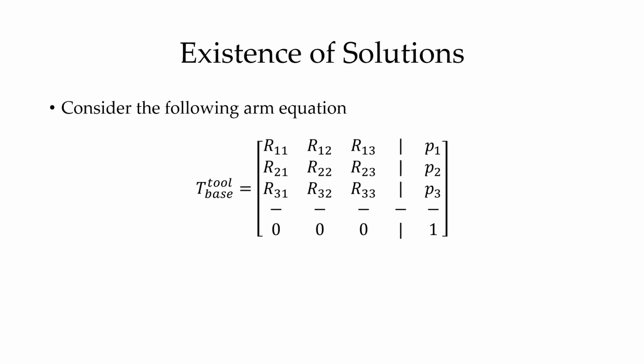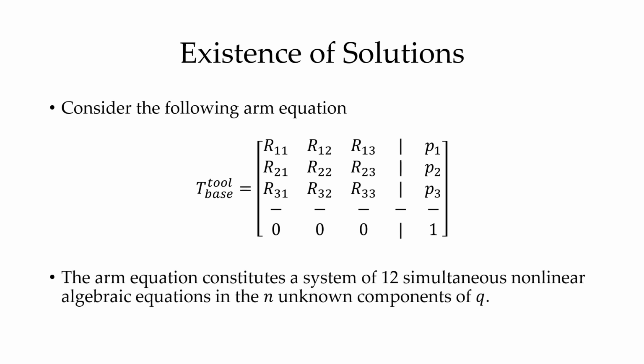And P also is some kind of expression which, if we substitute the joint variables into it, we will get the corresponding position and the orientation. This is the arm equation of the robot, which we usually get by solving the direct kinematics. If you look at this arm equation, this constitutes a system of 12 simultaneous nonlinear algebraic equations.